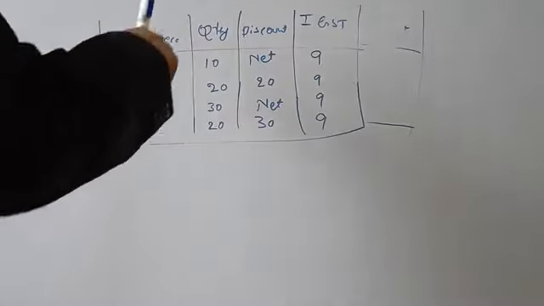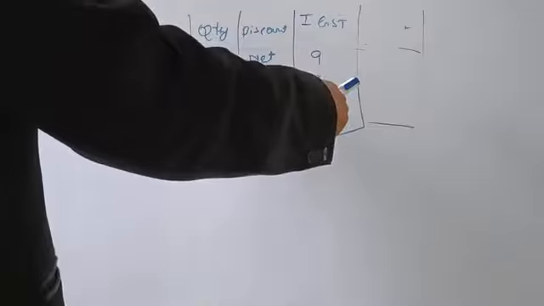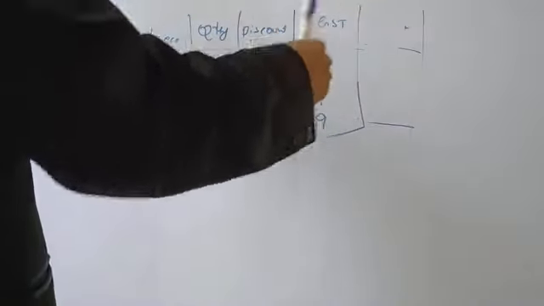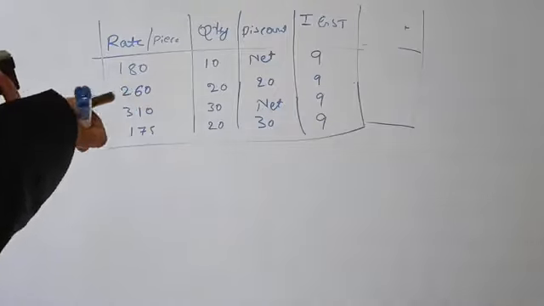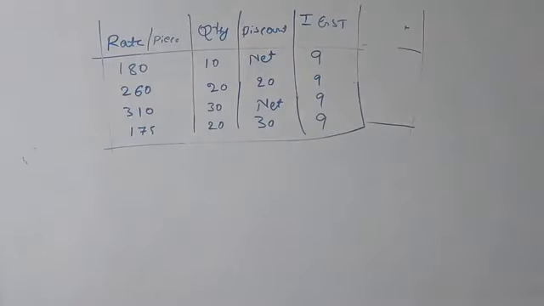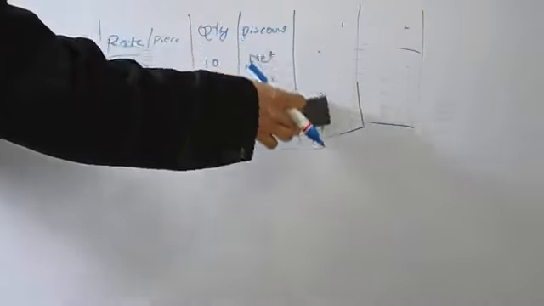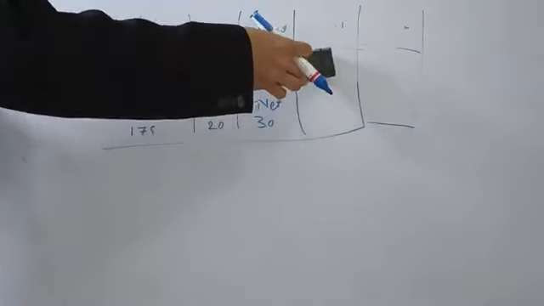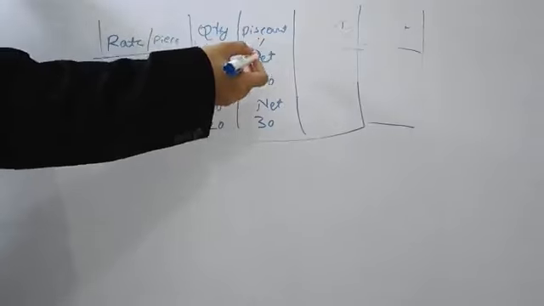So the rate is given, the quantity is given, the discount is given. We have to find the MRP first. After that, for that MRP, we have to calculate IGST. I will take IGST later. Now let's calculate the discount, which is given in percentage.